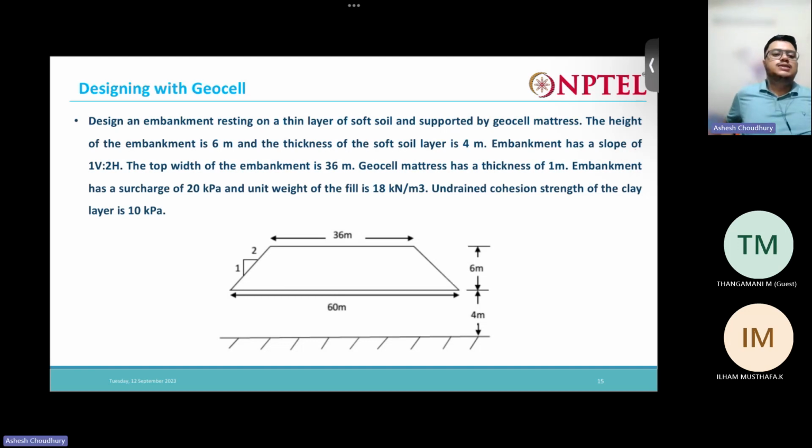Design an embankment resting on a thin layer of soft soil and supported by geocell mattress. The height of the embankment is 6 meters and the thickness of the subsoil layer is 4 meters. The embankment has a slope of 1 vertical to horizontal. The top width of the embankment is 36 meters. The geocell mattress has a thickness of 1 meter. The embankment has a surcharge of 20 kPa, and the unit weight of the fill is 18 kN per cubic meter.